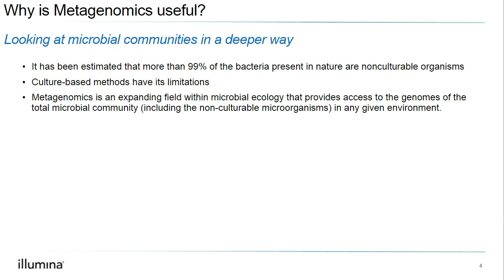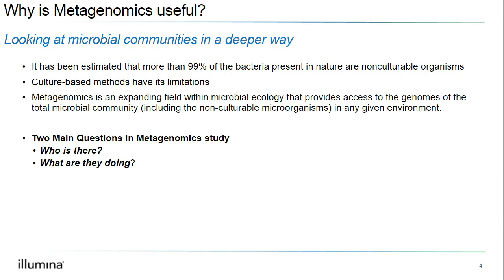There are two main questions in a metagenomic study. The first question is, who is there? This answers the question, what is the relative proportion of the community members, or what is the percentage of bacteria or archaea in the environment? And the second question is, what are they doing, or how are they doing it? What exactly are they doing in this particular environment? So metagenomics is a microbial analysis tool with the best resolution.